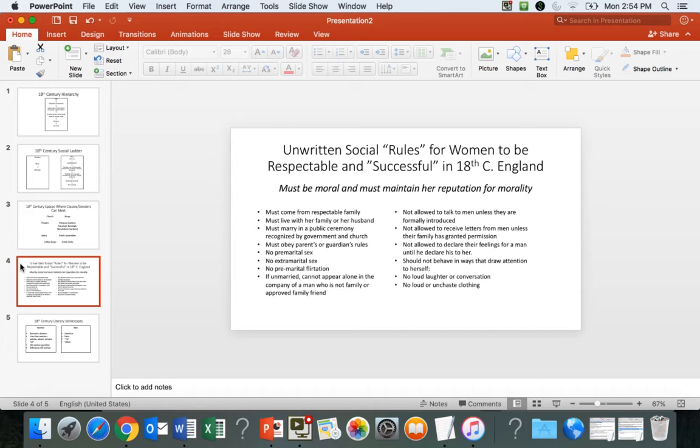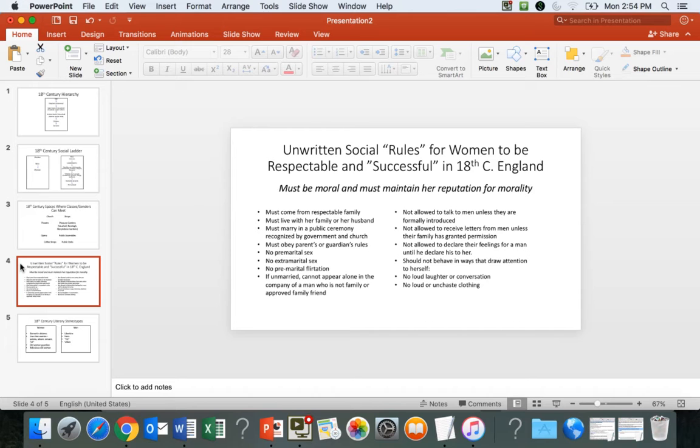Essentially, it's important to remember that women in the 18th century are expected to be moral, that is, to have a strong sense of morality, but also to behave in ways that signal to the world that they are moral. So there's this idea that women need to protect their reputation, both by behaving in correct ways and by protecting themselves from gossip. Because of that, it changes how women are allowed or encouraged to behave.